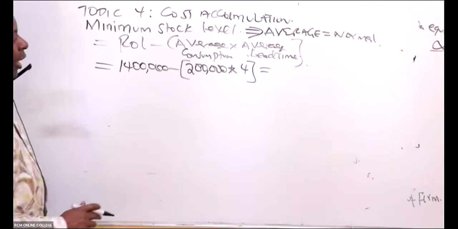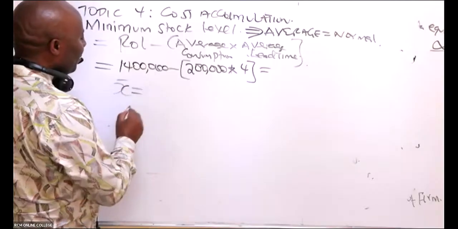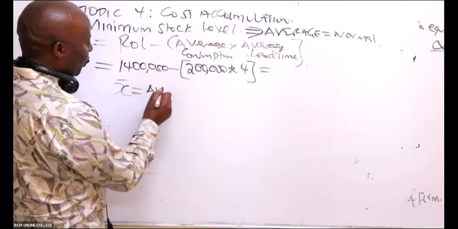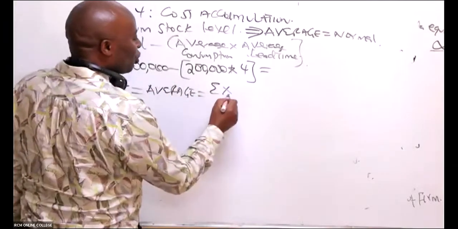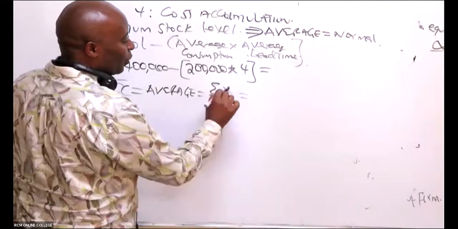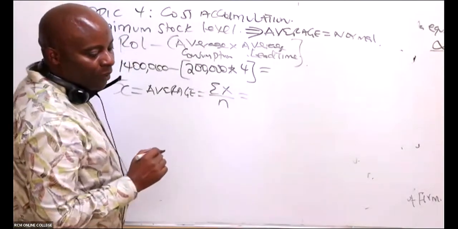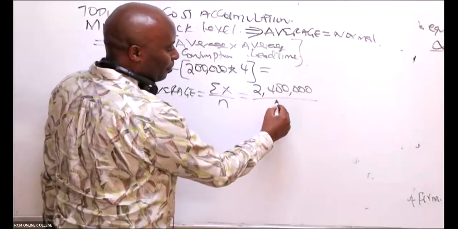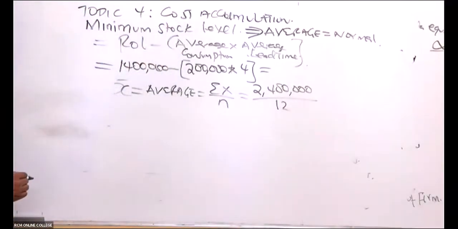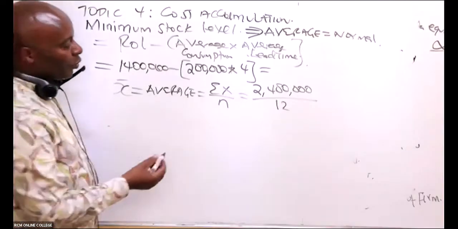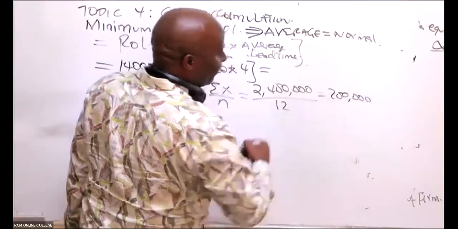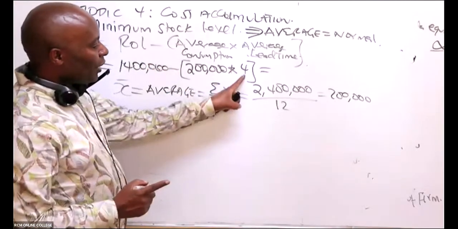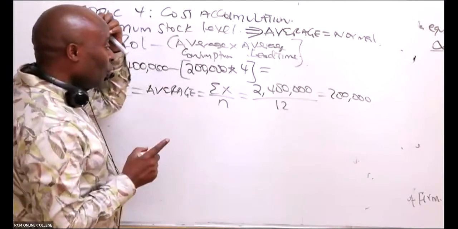On average, in this case here, what is our TR? Remember, average is X bar. This average, which is X bar, should be summation of X over what here? N. The summation of X for the whole year will be how many units? 2.4 million. So the 2.4 million divided by N, which is the number of months, 12, isn't it? By doing that we get our average, which gives us 200,000. So then you take your average consumption, which is 200,000, times the average lead time, which is 4. At the end of the day, what figure shall we get?